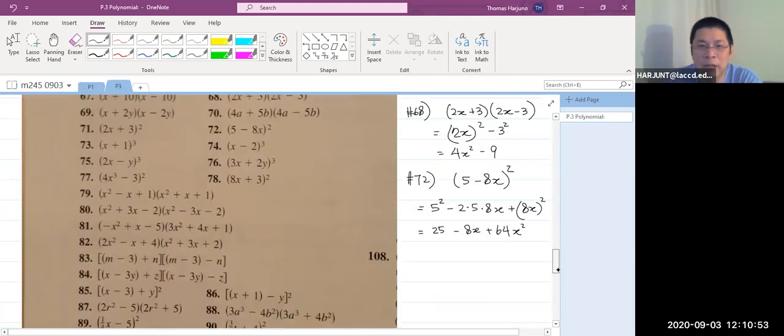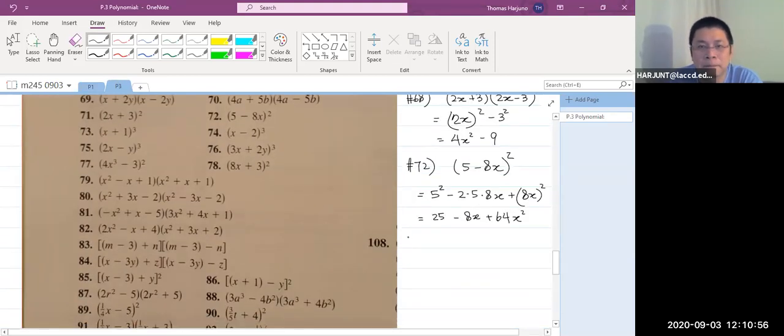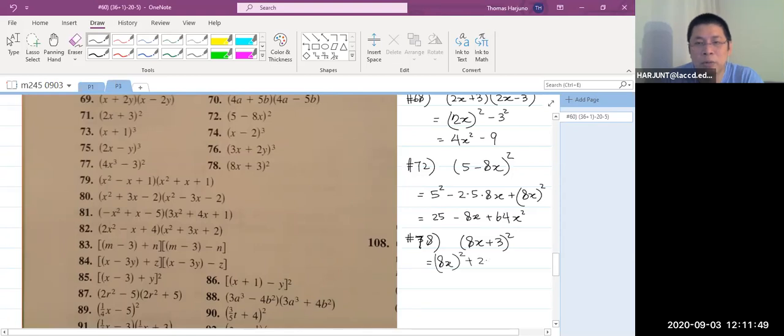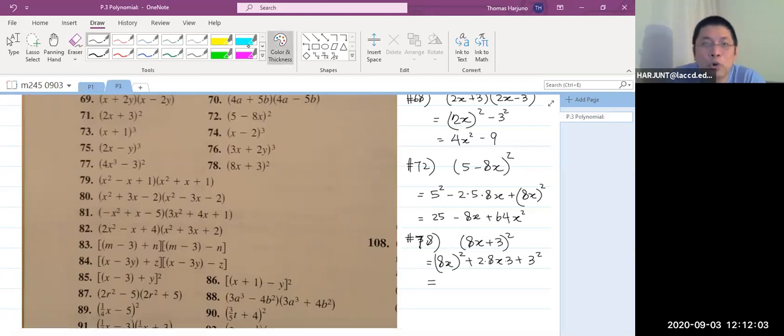Now, how about number 78? Number 78, we have 8x plus 3 being squared. Let me give you 30 seconds. Okay, now the first term is 8x being squared, plus 2 times 8x times 3, plus 3 squared. Again, if you feel comfortable skipping that step, go ahead, okay?